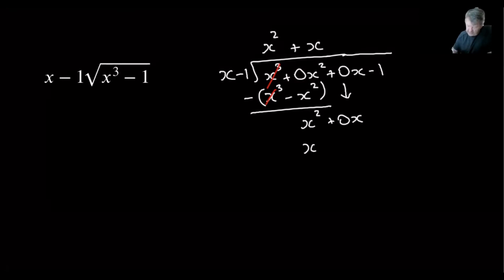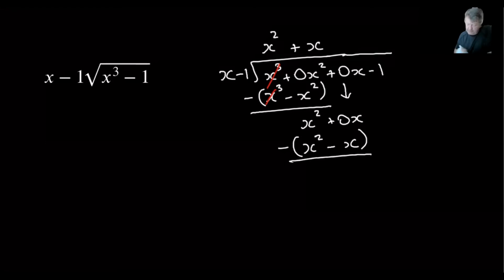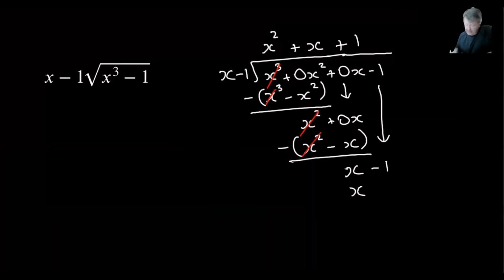X times x is x squared. X times negative 1 is minus x. Brackets, minus, underline. X squareds cancel out. 0x squared minus minus again, so it's plus. So we're left with positive x. Bring down the negative 1. I think you can see where this one's going. X into x goes 1. 1 times x is x. 1 times negative 1 is negative 1. Brackets minus.